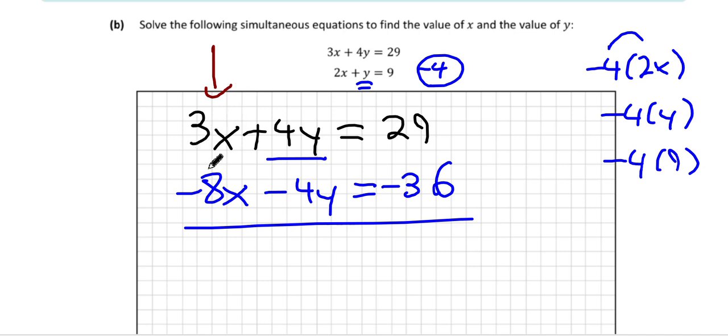You have €3, but you owe your friend €8. Minus 5. You have 4y, but you take away 4y. Nothing. 29, take away 36. Minus 7. Multiply both sides by minus. Plus 5x and then plus 7x.